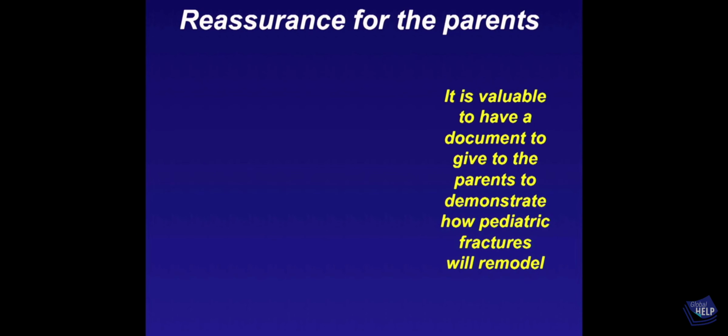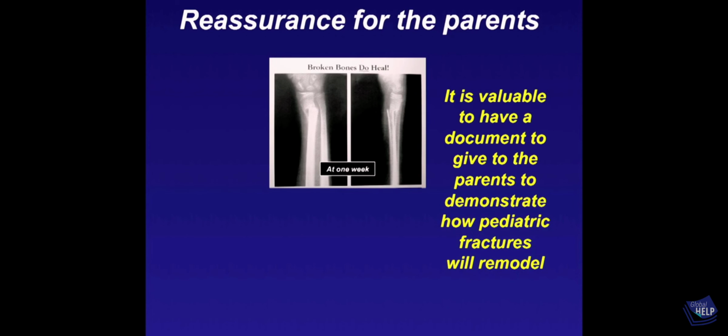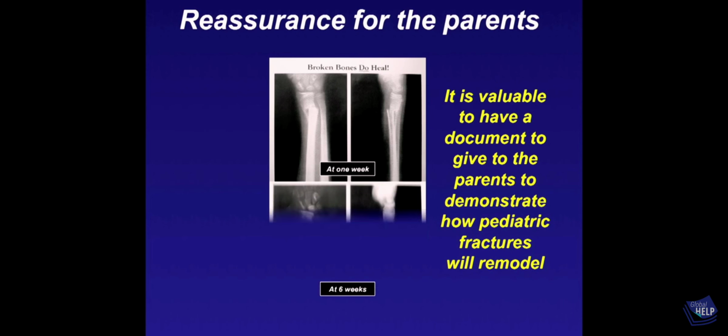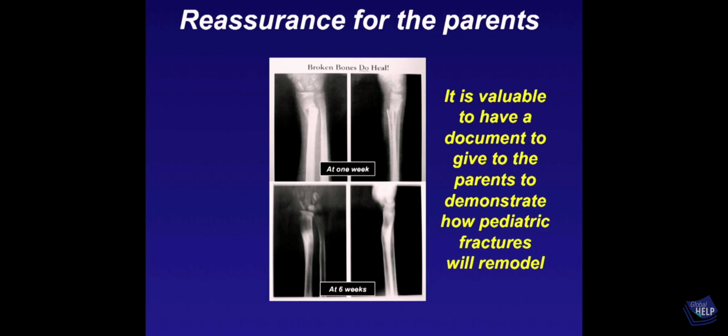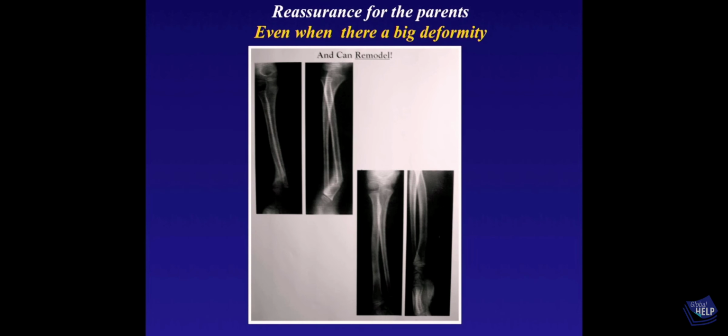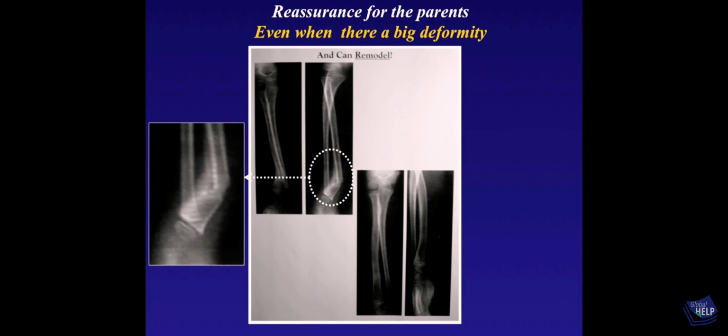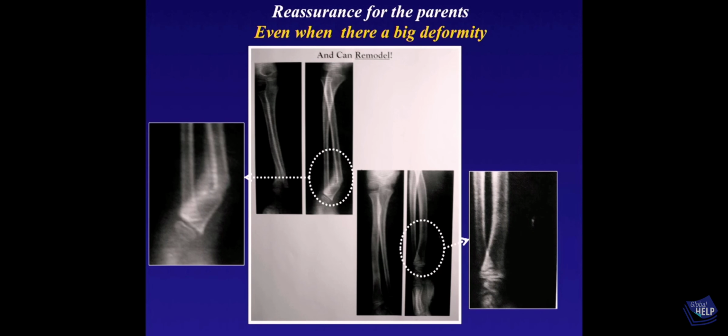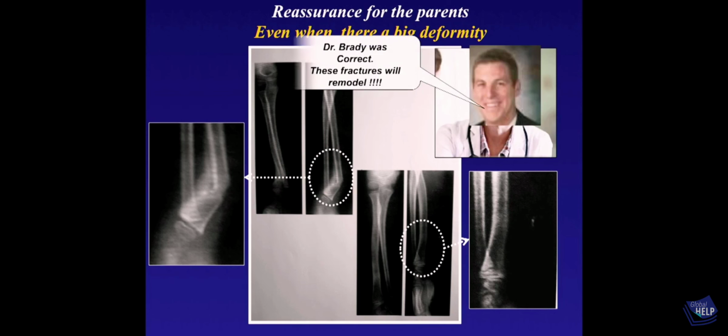Now, reassurance, it's valuable to have a document in the clinic, because when they come in, this is a patient that showed up at 1 week, it's already got callus, got angulation, and you can show them this is what the patient looks like at 6 weeks. And there's a good example to demonstrate the remodeling potential. Here's another one that was even worse, and here you can see we magnify it, and that patient had a lot of displacement, but look at it a year later, you can see it's completely remodeled. And so Dr. Brady was correct, these will remodel.